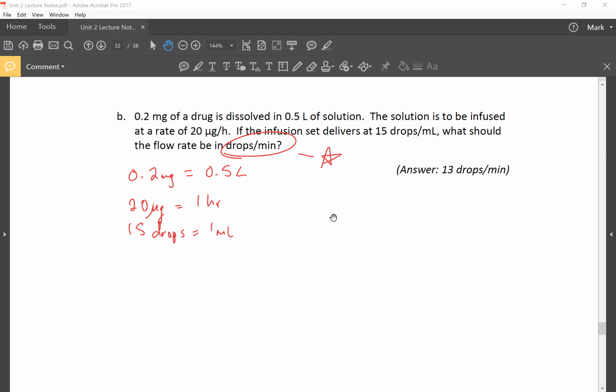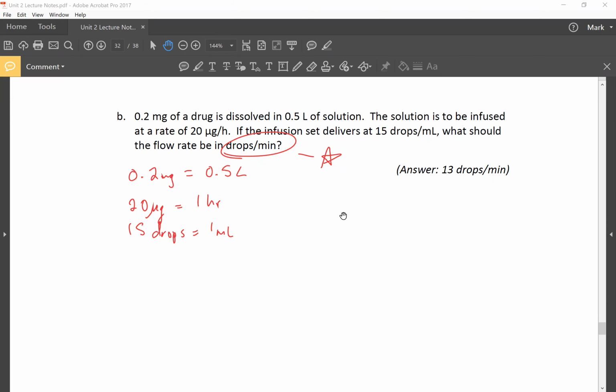Okay, let's have a look. All right. So, okay, this question, again, all of these fluid rates are the same thing. There's no set formula for this, or not really. Basically, what we're doing is we're trying to convert all of our units into drops per minute.